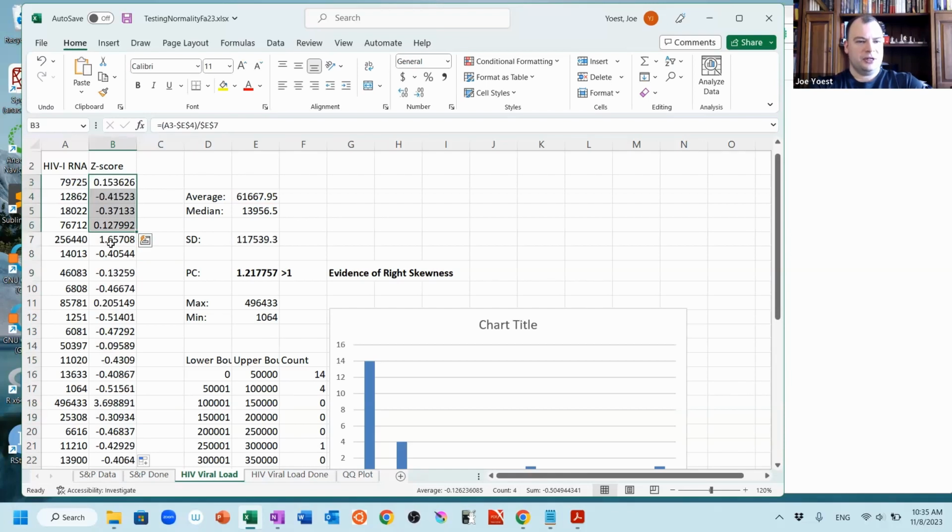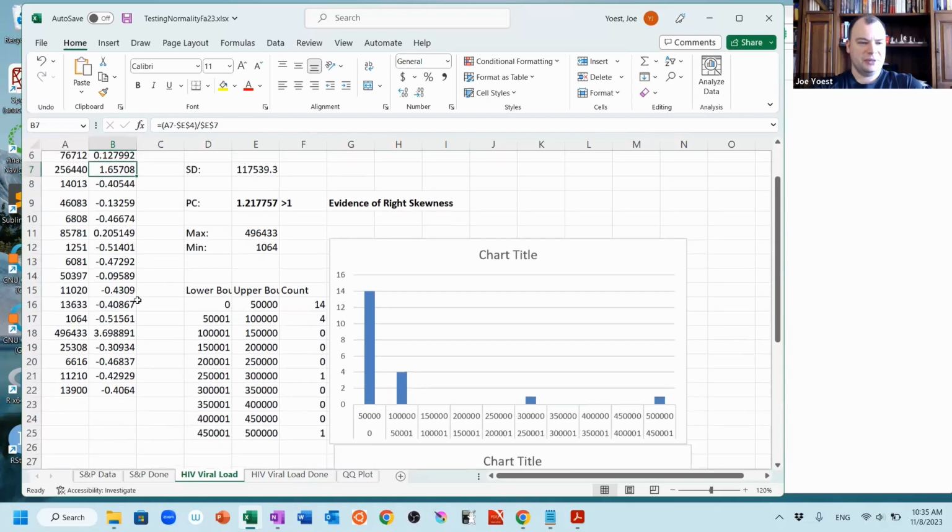And so far, so good. I see a 1.5 sigma event, not a really big surprise. But I note this one here. I see a 3.5 standard deviation event in a sample of size 20.